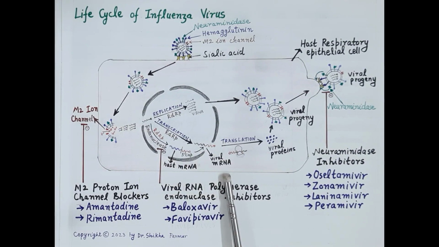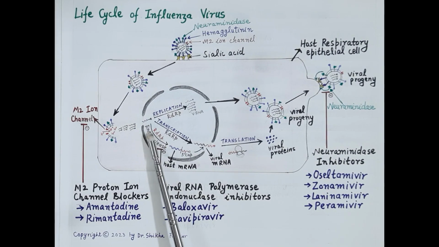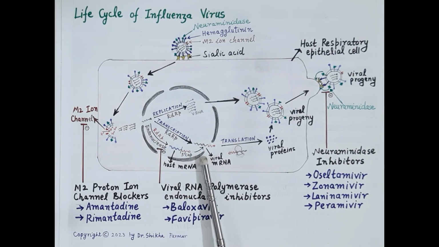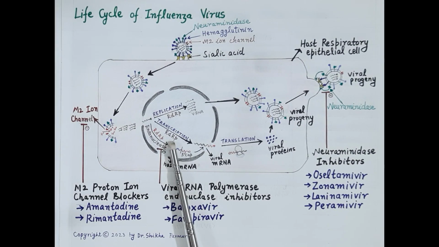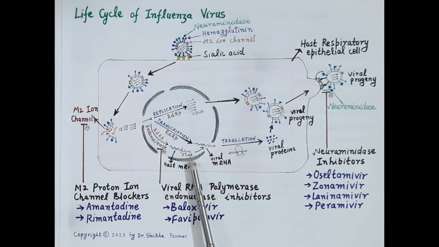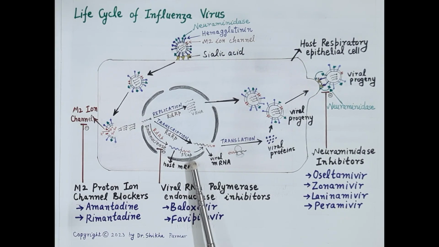Now, this viral messenger RNA then uses the host ribosome to produce viral proteins. Now, very important to understand here that the process of synthesis of viral messenger RNA is not that simple. Now, the RNA-dependent RNA polymerase cannot directly synthesize this viral messenger RNA. Now, for the synthesis of viral messenger RNA, this RNA-dependent RNA polymerase requires 5' cap, and 5' cap is present on the human or on the host messenger RNA.